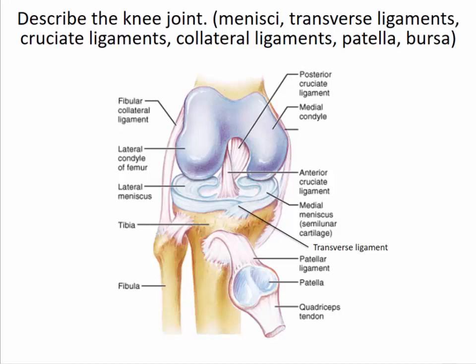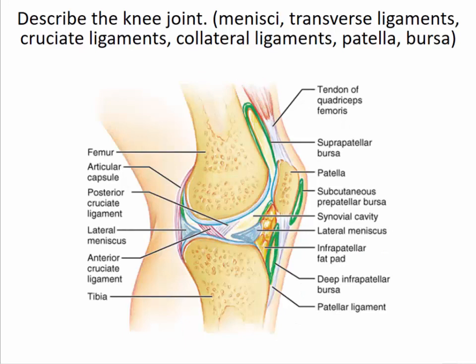Then we have the collateral ligaments. Here the fibular collateral ligament, and here the tibial collateral ligament. They're lateral ligaments because they're on the lateral side of the knee joint. And they're called fibular and tibial because that is representing the bones that they're joining to the femur. So these are all the connective tissues holding the knee together.